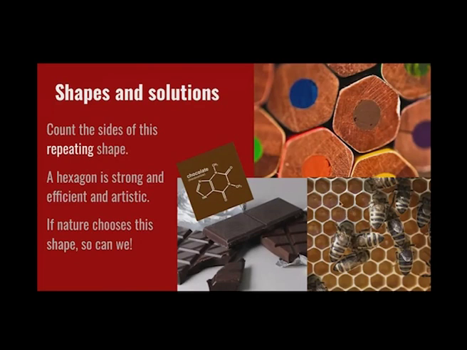This is a hexagon. A hexagon is strong and efficient and artistic. If nature chooses this shape, so can we. As you can see here, this chocolate, 1, 2, 3, 4, 5, 6. It's a chosen shape of nature.